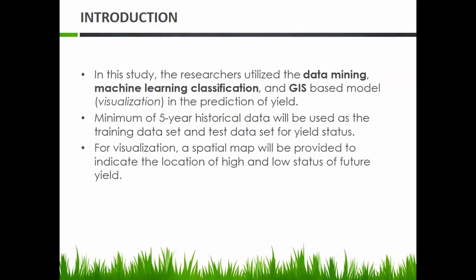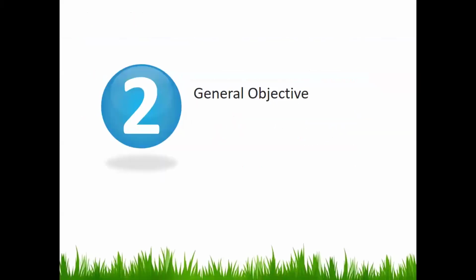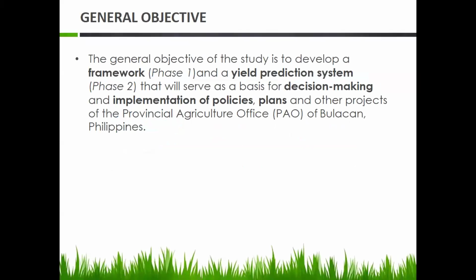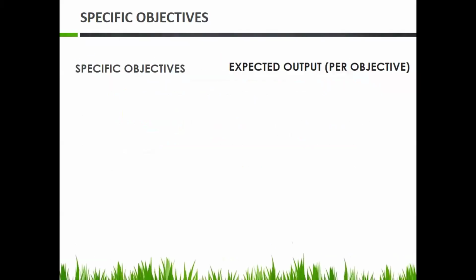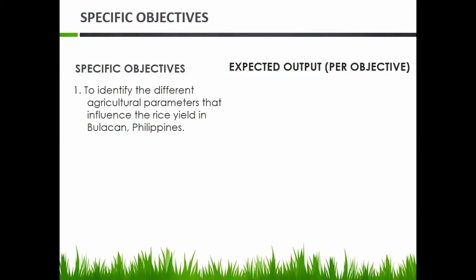And for visualization, a spatial map will be provided to indicate the location of high and low status of future yield. The general objective of the study is to develop a framework in phase 1 and a yield prediction system in phase 2 that will serve as a basis for decision-making and implementation of policies, plans, and other projects of the target client, which is the Provincial Agriculture Office of Bulacan in the Philippines.